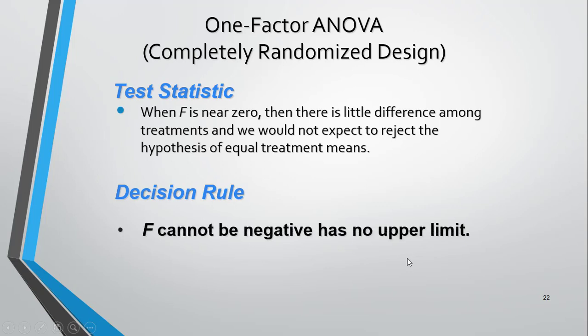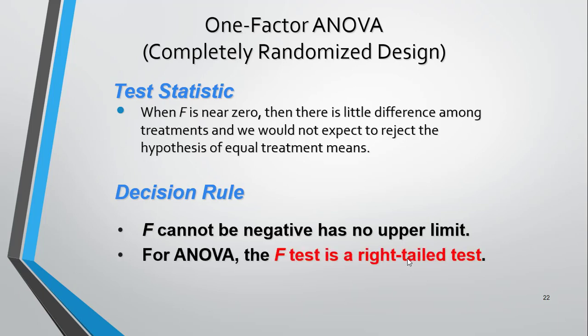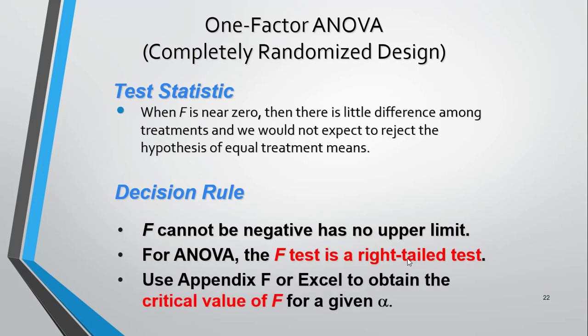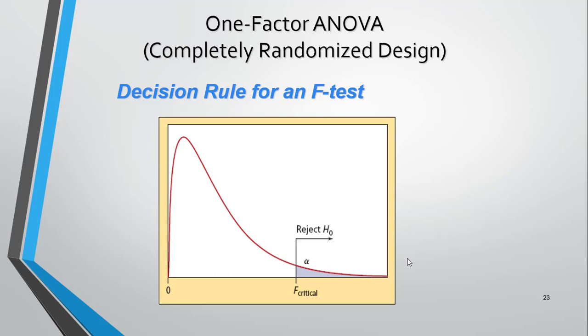When F is near 0, there's little difference among treatments, and we do not expect to reject the hypothesis. F cannot be negative and has no upper limit. For ANOVA, the F test is a right-tailed test, and you can use Appendix F or Excel to obtain the critical value of F for a given level of alpha. This is the F distribution, the F curve. You can see the long tail is to the right, so this is a right-tailed test.